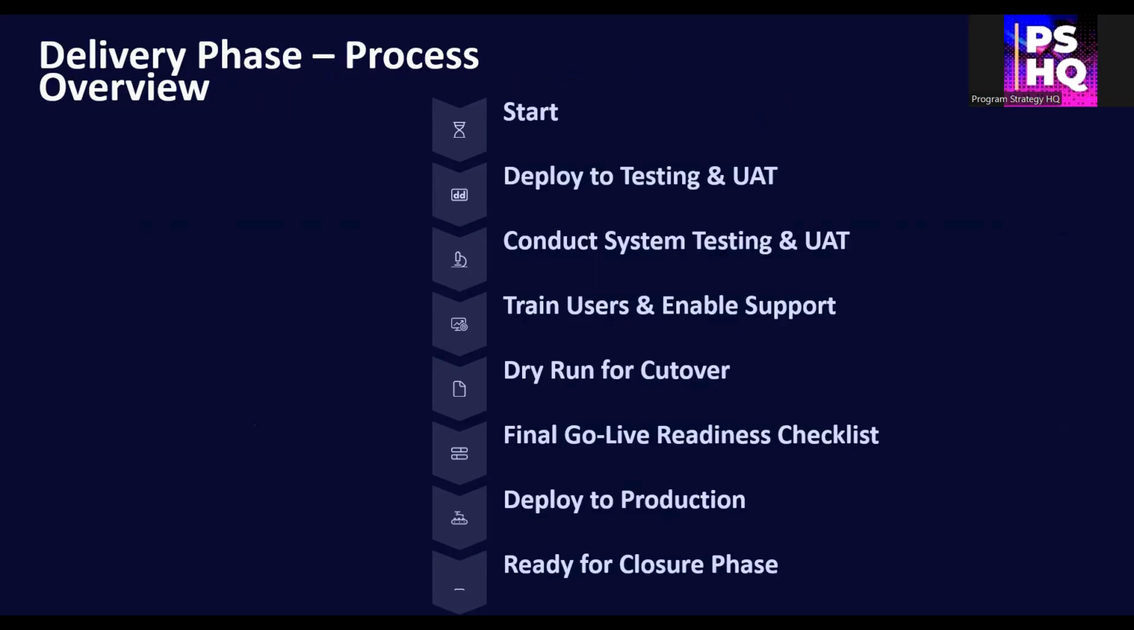Here's the delivery flow in a nutshell. You start with system and UAT deployments, conduct testing, train users and enable support, run your cutover rehearsal, finalize readiness, and finally deploy to production. And then you're ready to close.